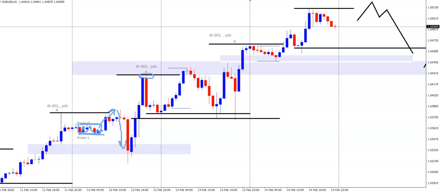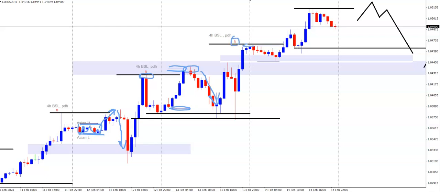This is the 4-hourly buy side liquidity, previous day's highs. So we don't have a clear range here, but price moved quite a lot. We have this kind of accumulation. In this case, price moved up a few 10 pips. Then we have this manipulation after the London Open, and then we have this distribution to the downside.